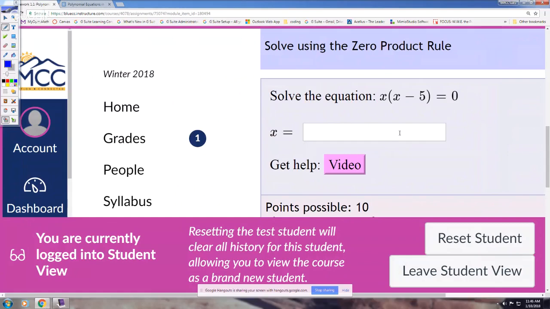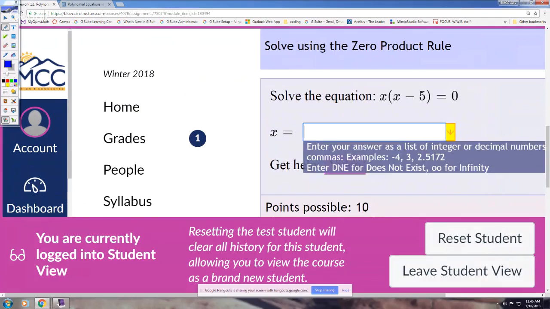Next thing to consider, if you click on the answer box, it's going to prompt you on how to type your answer. So here it says enter a list of integer or decimal numbers. Integers are whole numbers and their opposites, like 1 or -5. Decimals would be like 1.5. There's often a more where they give some examples. -4, comma 3, comma 2.5172. Also, you could enter DNE, meaning there's no solution, it does not exist, or sometimes infinity is going to be something that will be in our answers.